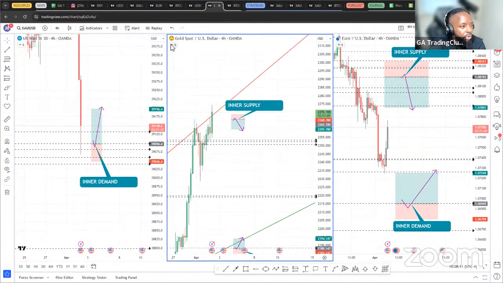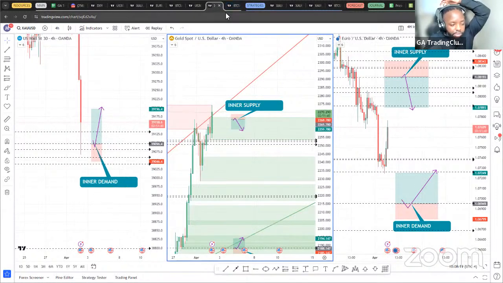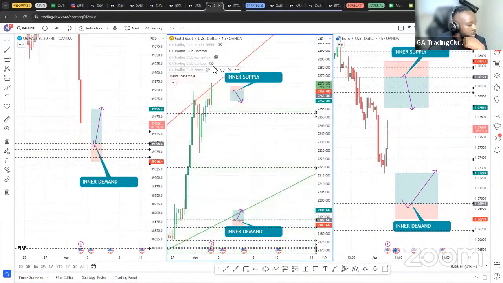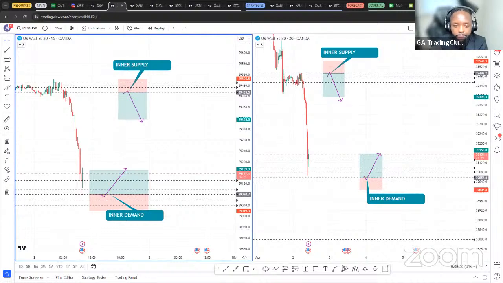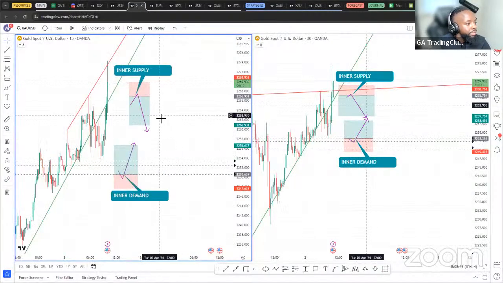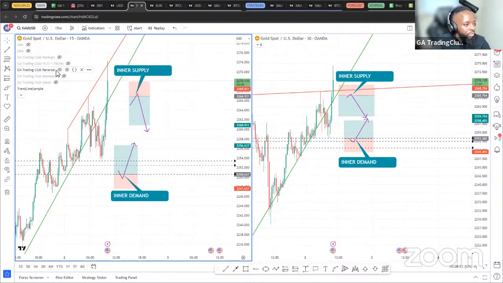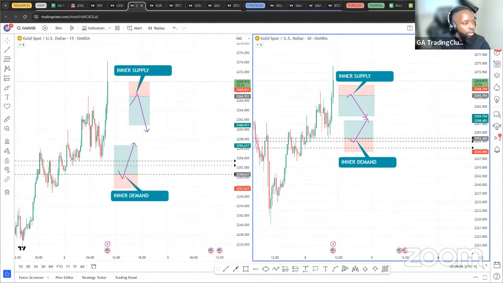Let me redraw setups for gold. Gold doesn't have any inner supply right now or any supply zones because we are around all-time highs. I will take screenshots of this and send them in the group. Just good ideas. It's US 30. Gold, you can use the same zones or just know that we really don't have supply as of yet. But the same zones can be used as static zones because that's a previous all-time high.